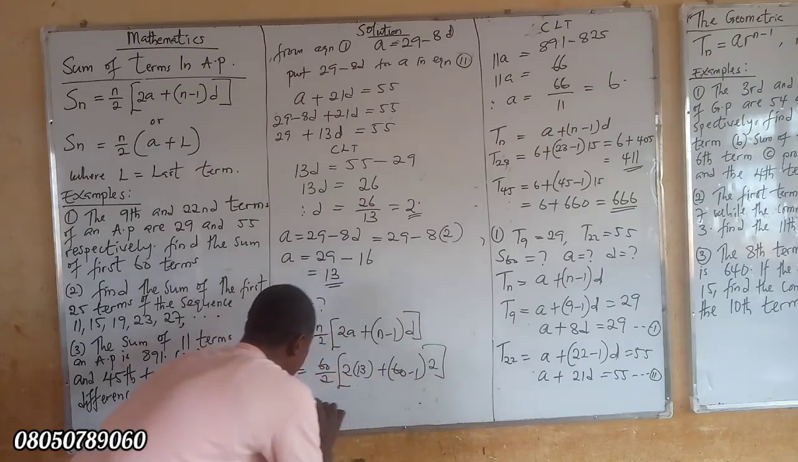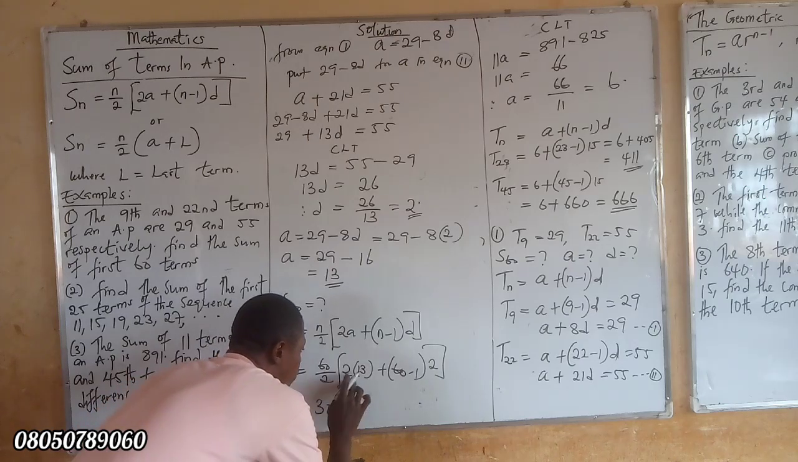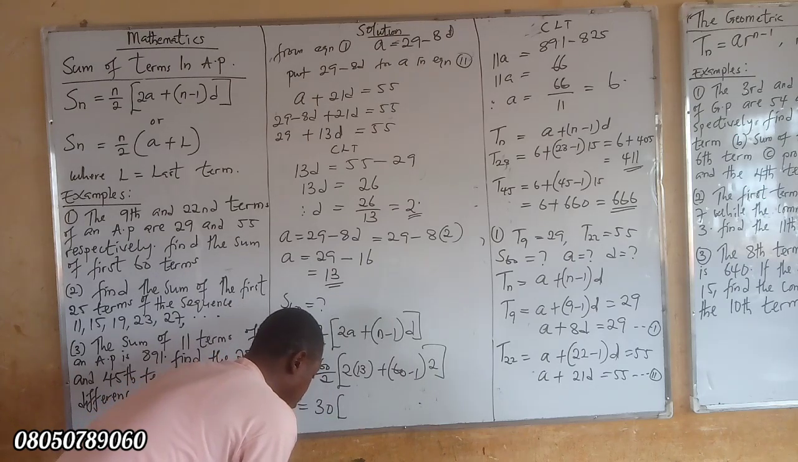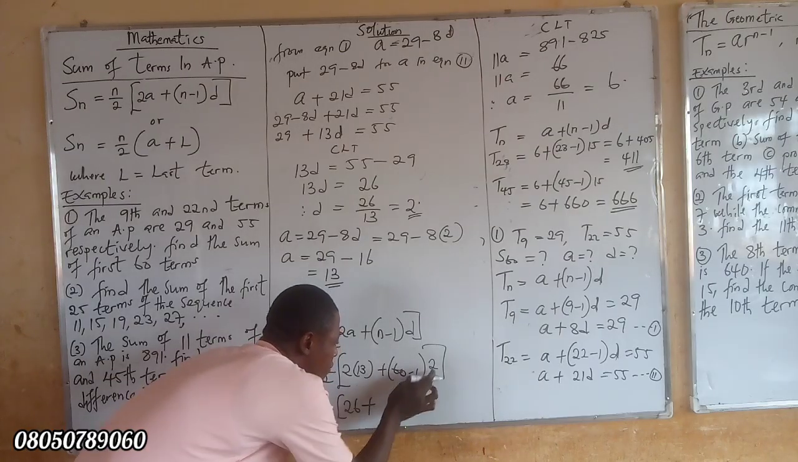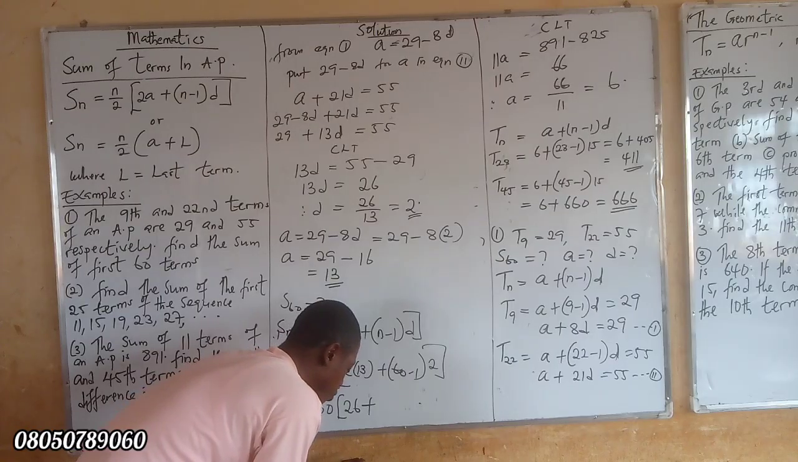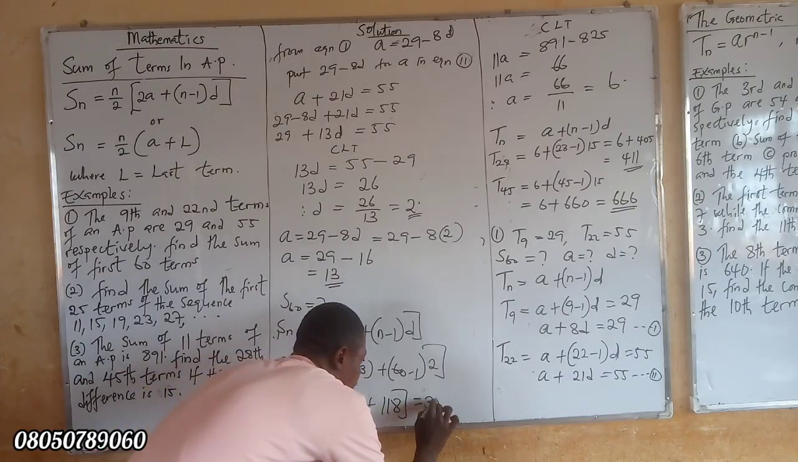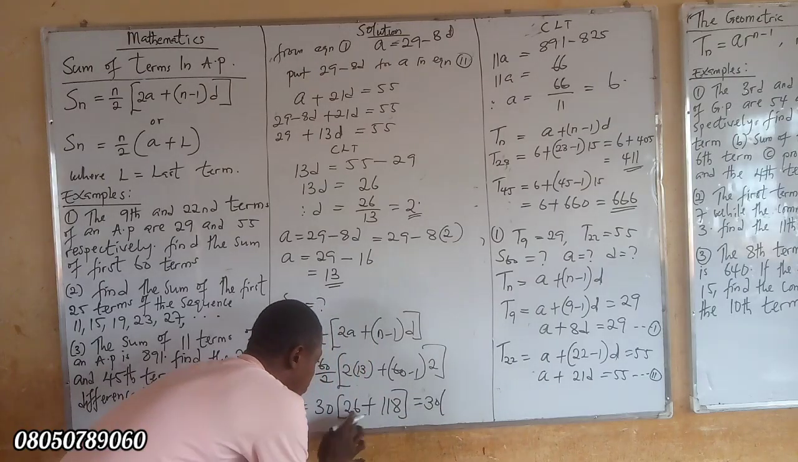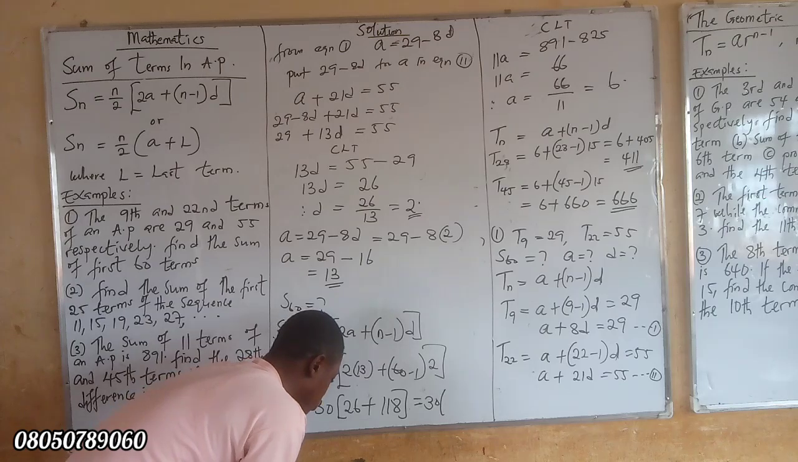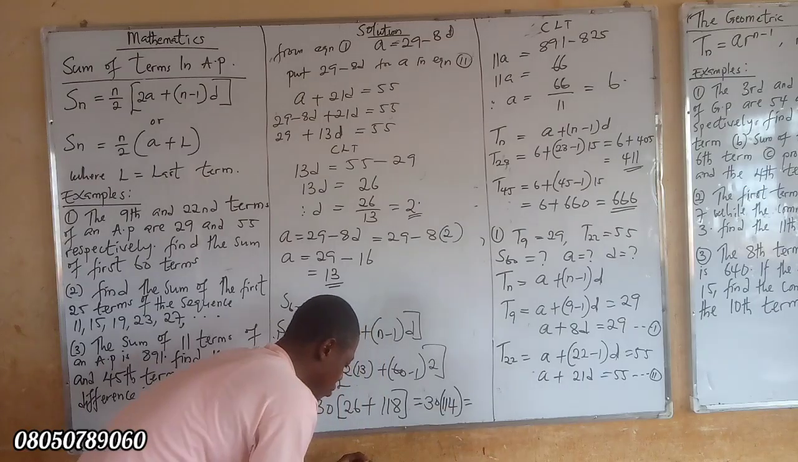Our d is 2. So this is going to be equal to 60 divided by 2, which is 30, times the bracket of 2 times 13. 2 times 13 is 26. We have 26 plus 60 minus 1, which is 59. 59 times 2 is going to give us 118. Close bracket. So this is going to be equal to 30 times the bracket of 118 plus 26, which is 144. So this is going to be equal to 30 times 144.